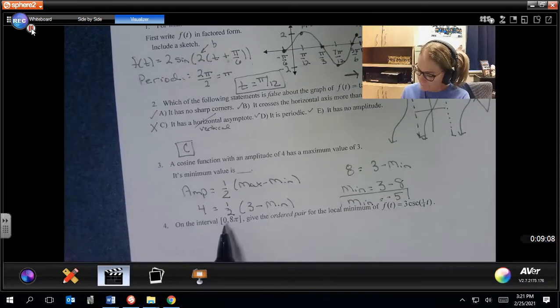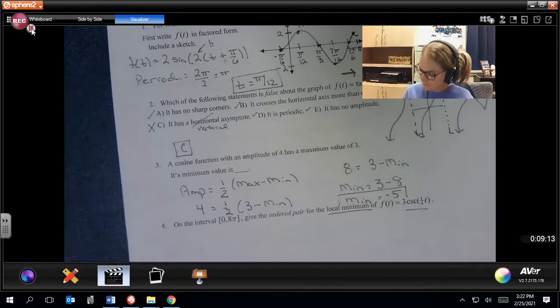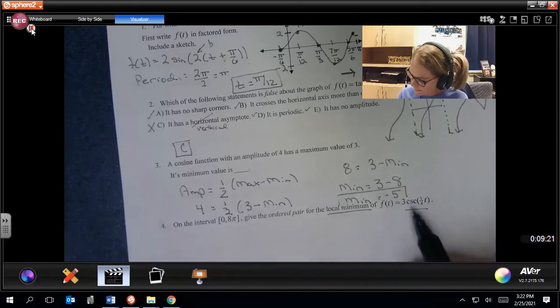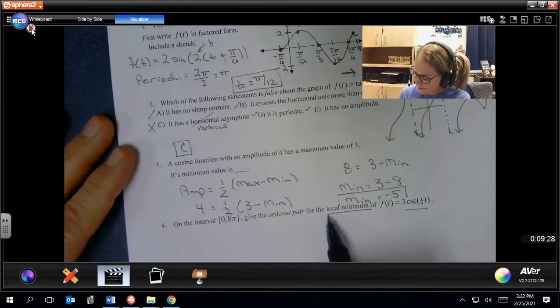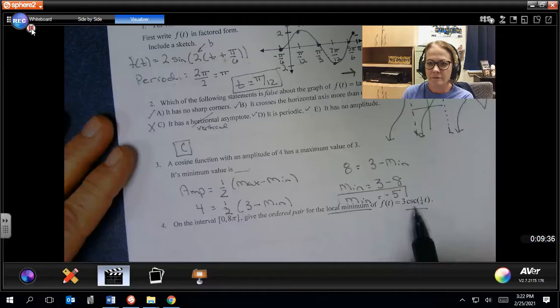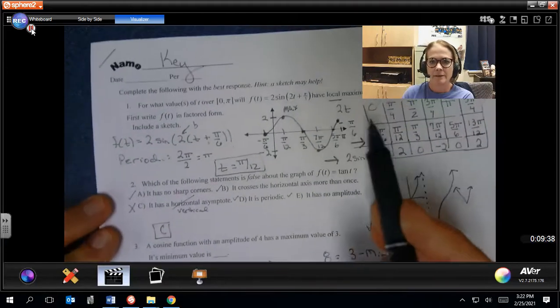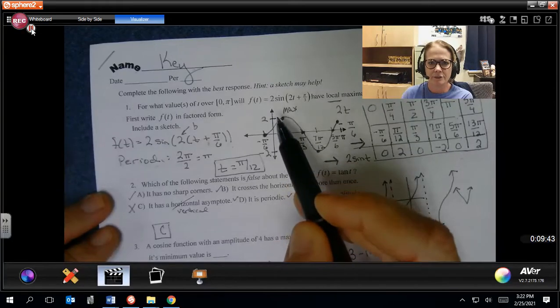All right, on the interval 0 to 8 pi, give the ordered pair for the local minimum of this cosecant. Okay, so this is kind of similar to number 1. So cosecant is going to go with sine, so I'm going to think about that. And so if I was thinking about the minimum for sine, a regular sine that's opening positive, the minimum of sine would be at this 3/4 of a mark. But cosecant is going to be these U shapes here.